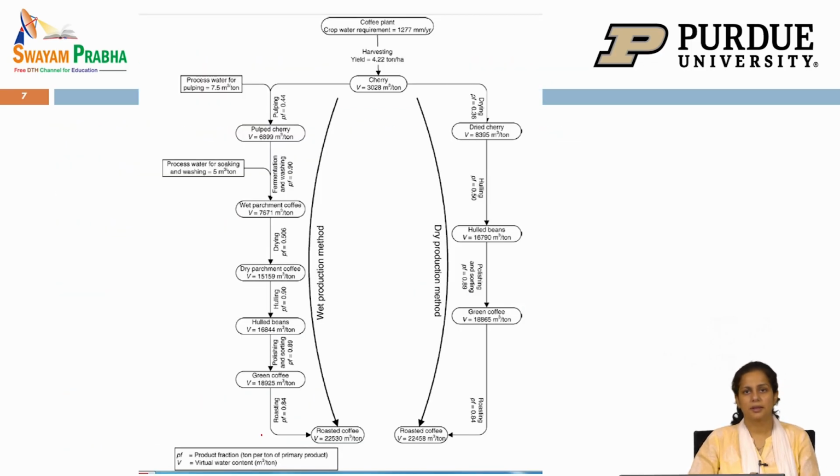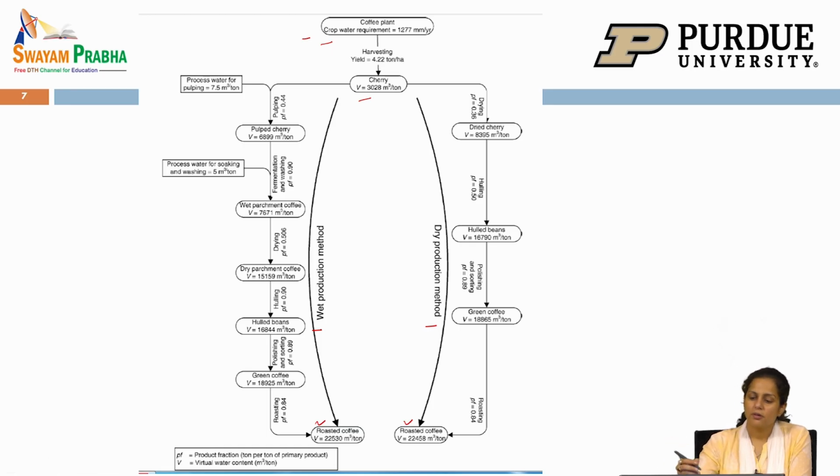So, let us look at this example of coffee production through two different pathways. Here we have a coffee plant, and that coffee plant finally gives us roasted coffee through two different pathways. One is the wet production method and one is the dry production method. In each of these production methods, the drying process or the separation process may be different. So, let us look at the dry production method. In both of these methods, the first step is that from the coffee plant, we are getting the cherries that are then converted into different products.